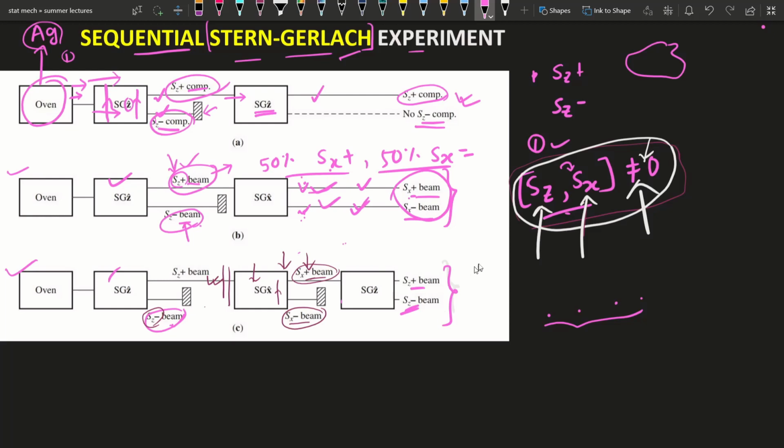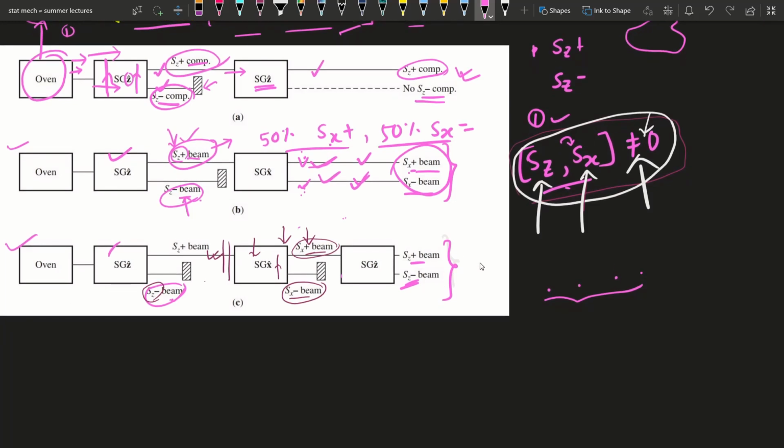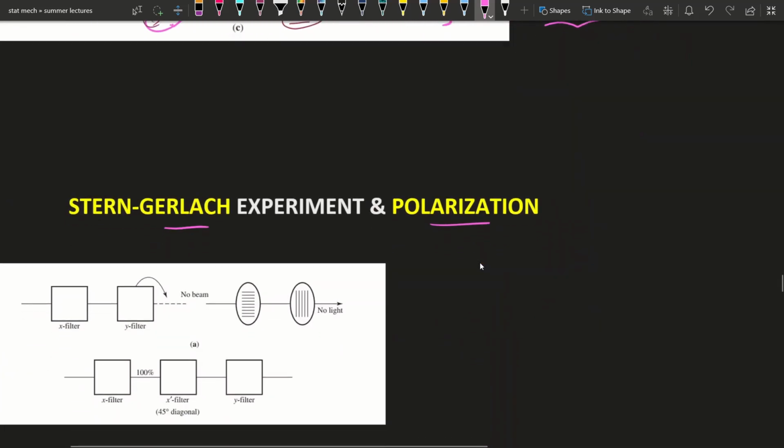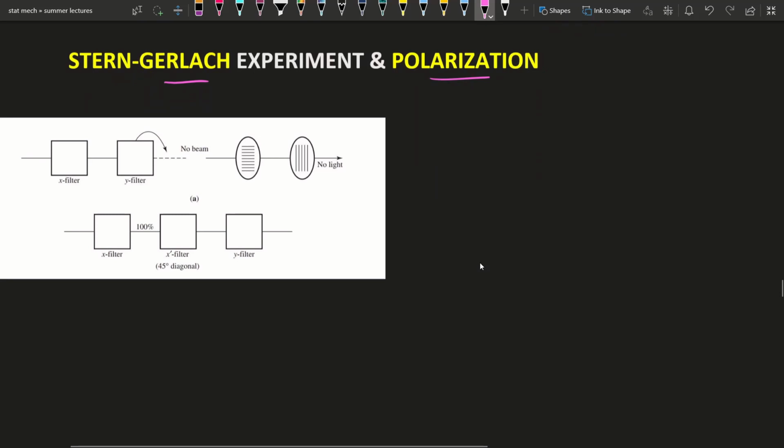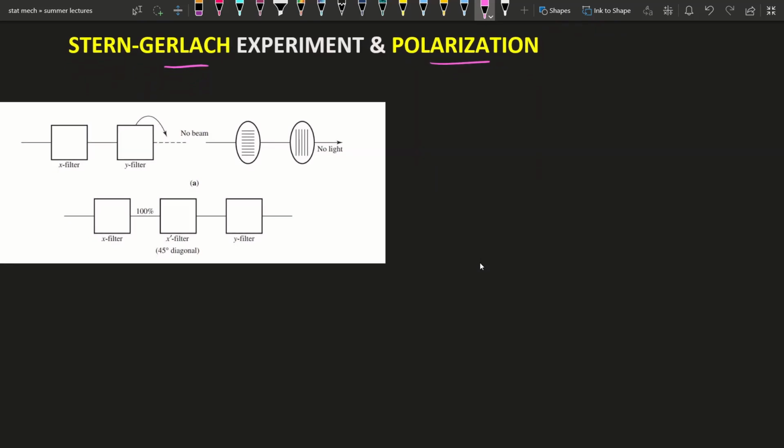We have discussed that for non-commutable or incompatible observables, but we can understand it physically using the analogy of Stern-Gerlach experiment with the classical concept of polarization of light. Now, what is the polarization of light? Briefly, I can discuss it like this. Suppose light is coming in this direction. At any particular point, the electric field vibration is in all directions, right?